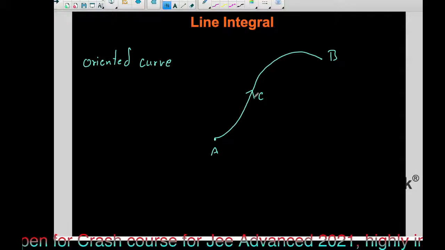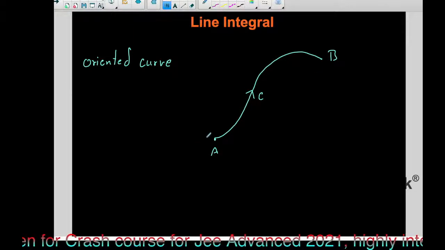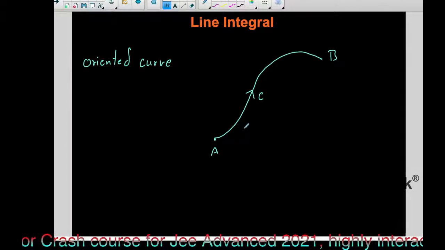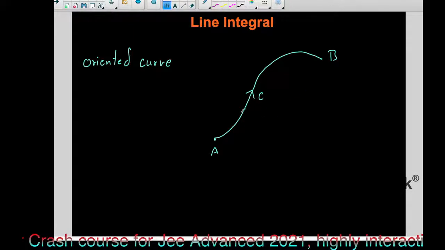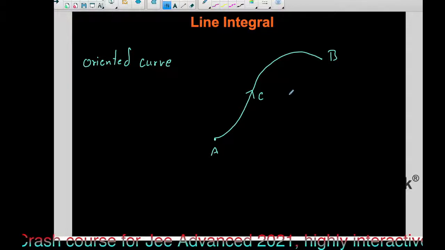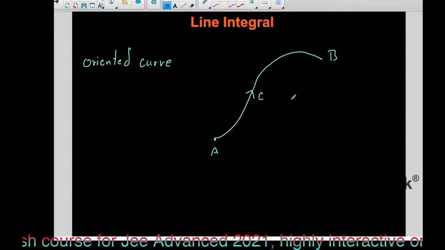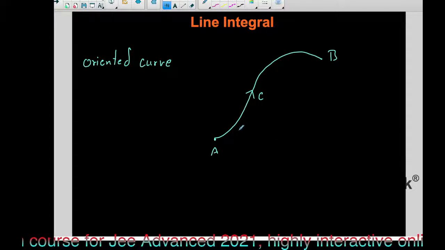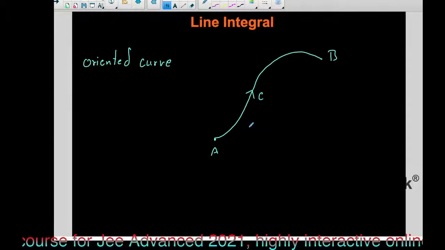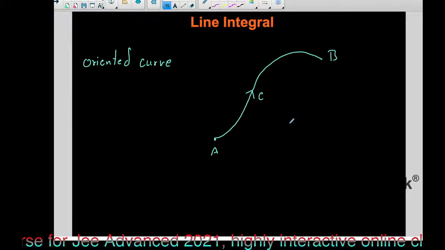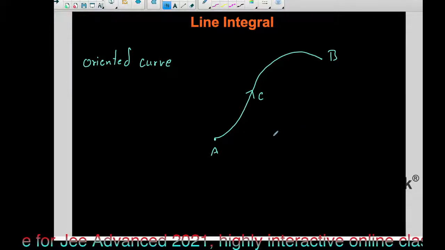Then coming from B to A on the same path, this is called negative, right? The path should coincide. Is this okay? If from B we go somewhere else, and come back to A from some other position, then it is negative.